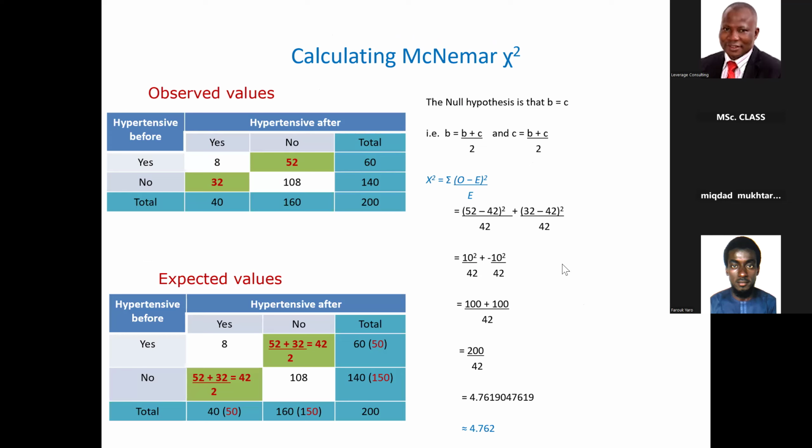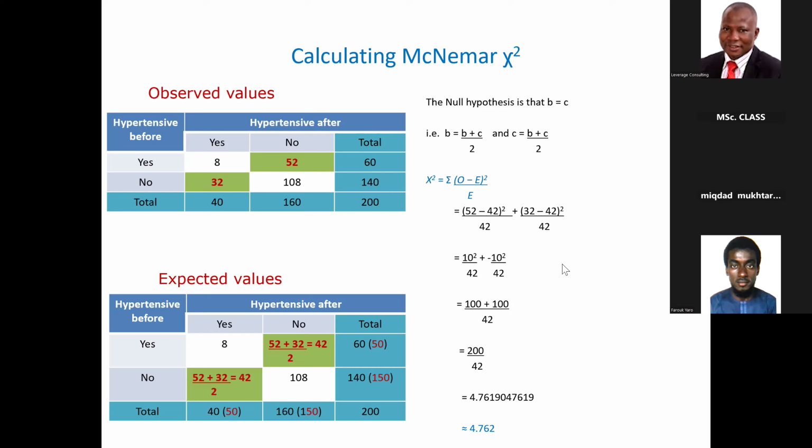So the critical value for the chi-square with degree of freedom of 1 is 3.841. But the one we have calculated now is far, far above that. That should be significant. That shows that the change you have seen here is significant.